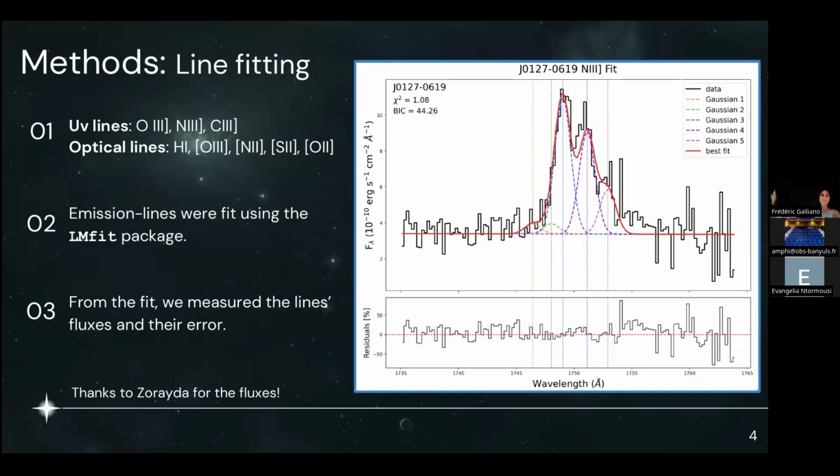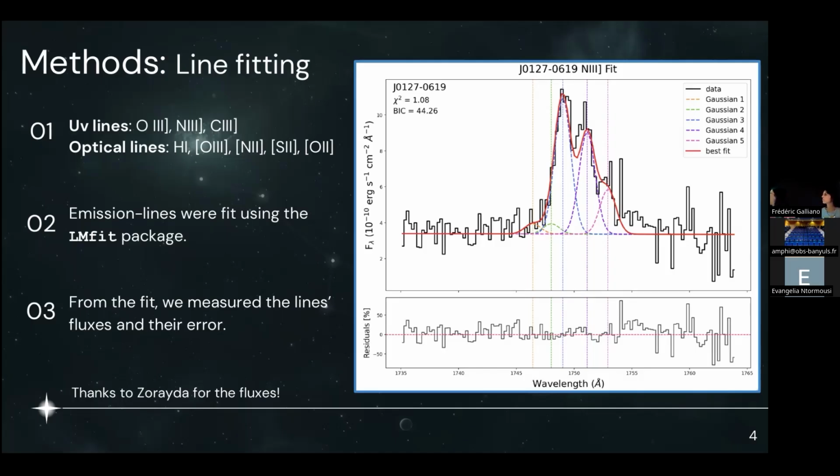So if we look at the lines that Lynn showed you, we may be interested, for example, in the collisionally excited lines from some of the metals like oxygen, nitrogen, carbon, etc. Because they help us trace the gas diagnostics, so temperatures and densities. And also there were some nice Balmer recombination lines that help us trace the dust extinction. So to do this, we want to measure the line fluxes and their errors. And to do that, we fit the lines with the LMFIT package using single or multiple Gaussian components.